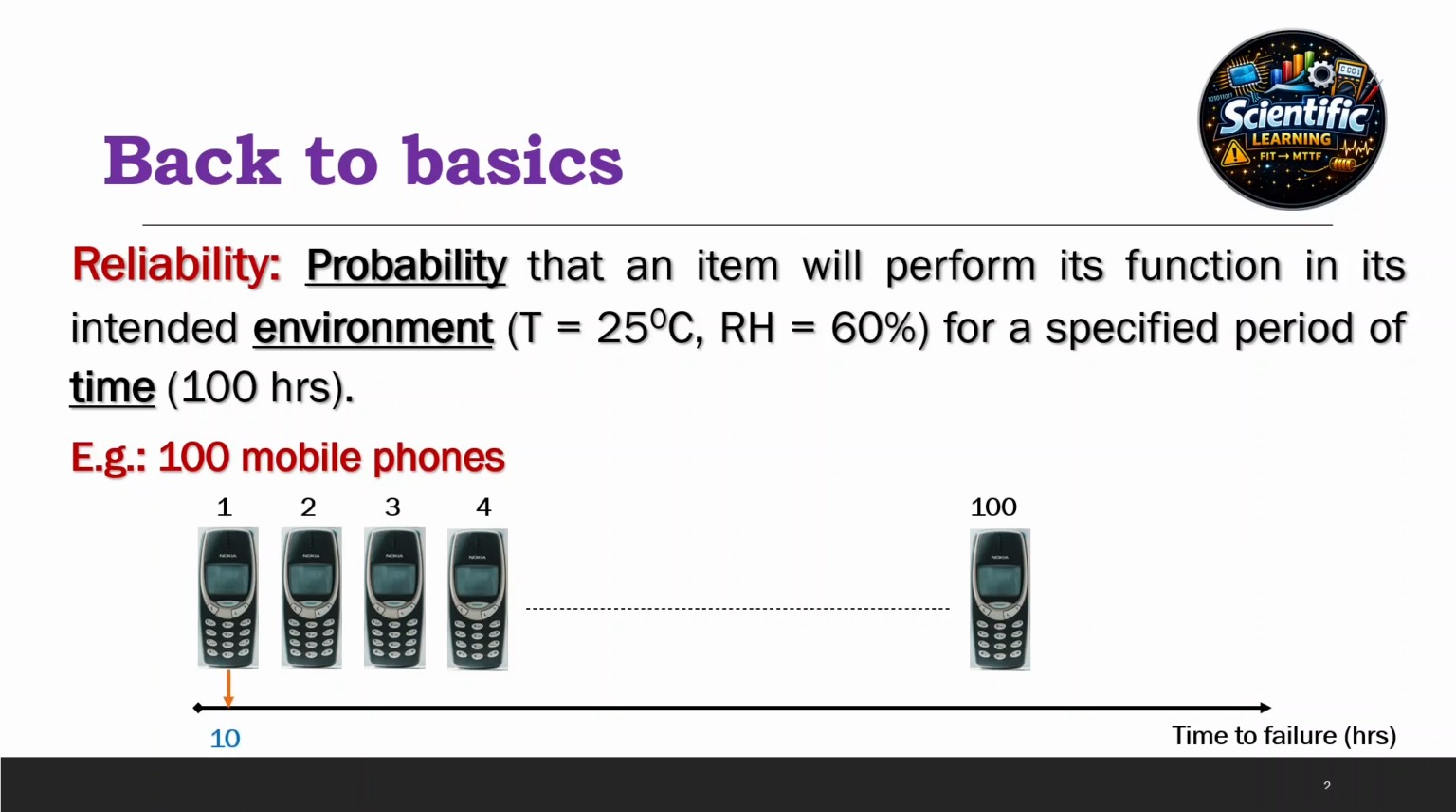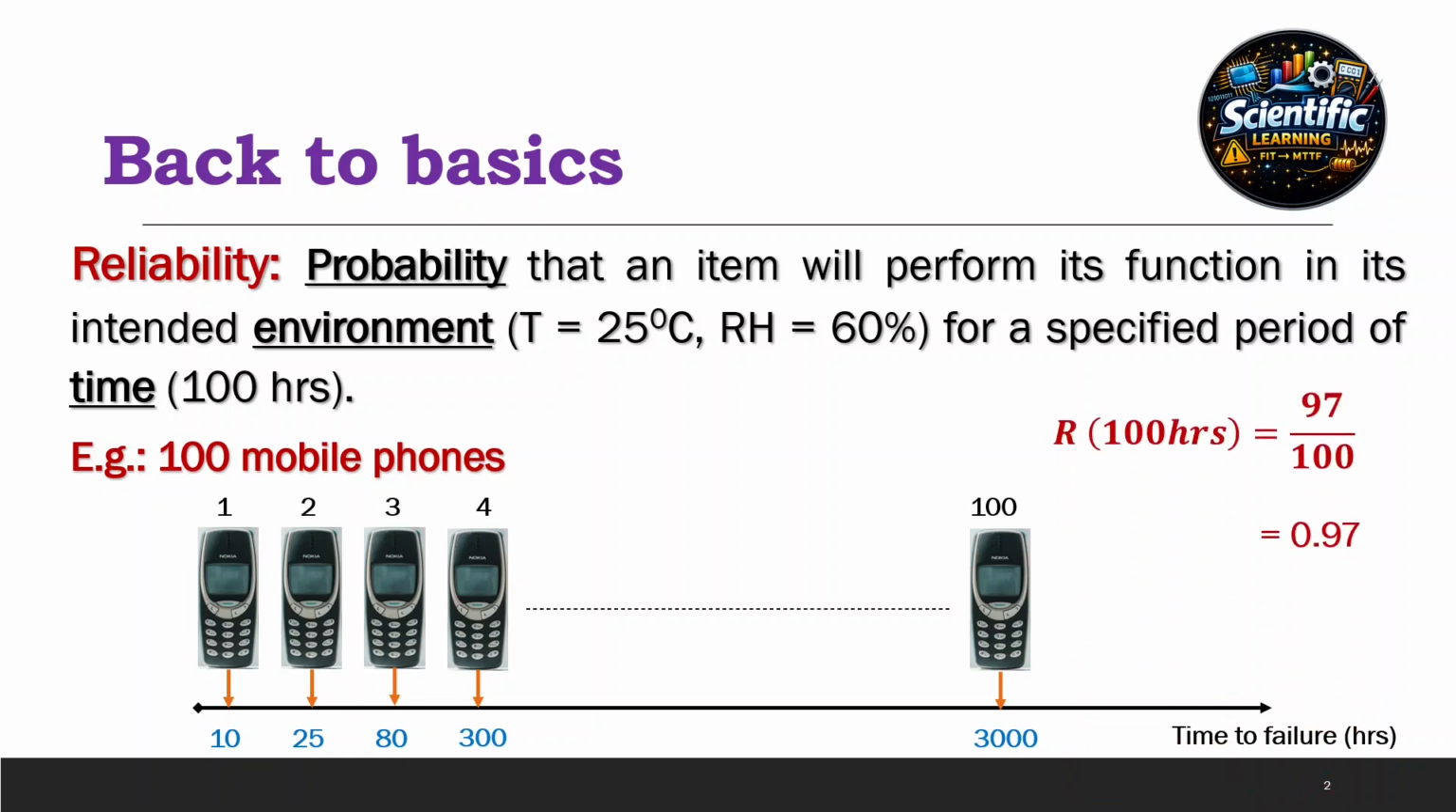Now what they observe is the first mobile phone fails after 10 hours of operation. The second one fails after 25 hours of operation. The third one after 80 hours. The fourth one after 300 hours. And finally, the 100th mobile phone fails after only 3000 hours of operation. Probably there is a design issue. But let us come back to our reliability problem.